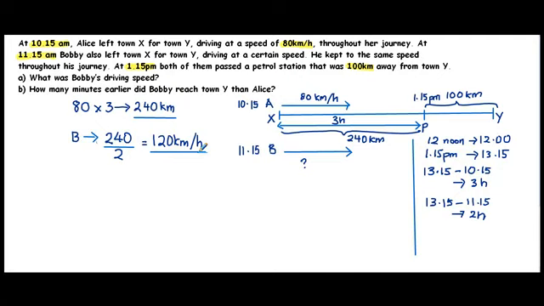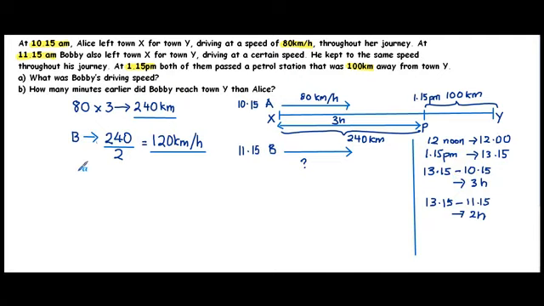Next, we are supposed to find out how many minutes earlier Bobby reached town Y than Alice. We know that town Y is 100 kilometers away from the petrol station, and we know that Bobby's average speed is 120 kilometers per hour and Alice's average speed is 80 kilometers per hour. So to find the time taken by each person to travel 100 kilometers, we will calculate the distance over the average speed.